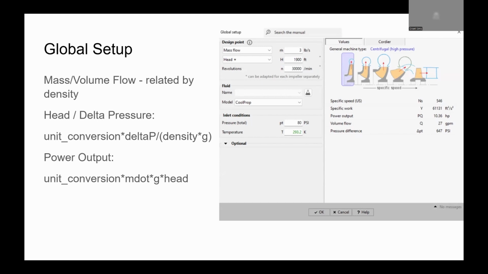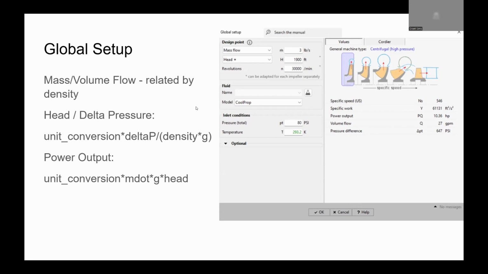You can also choose, you see how it's a drop down with the mass flow, to put in volume flow if you have that data instead. They're related by density, so they're essentially the same thing. The same goes for head value, which is the number of feet your pump can pump vertically upward, or you can put in your delta pressure, the pressure difference you want your pump to be producing. That's the pressure out minus the pressure in.